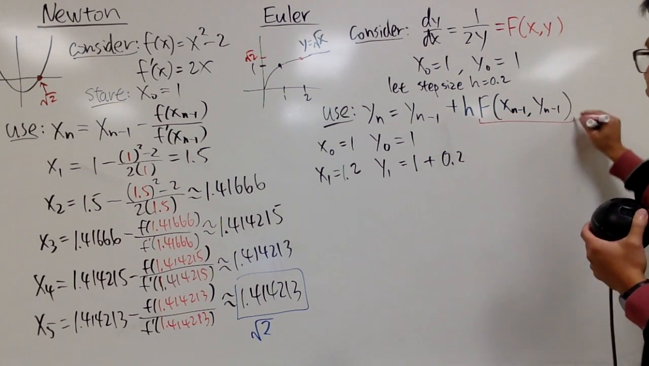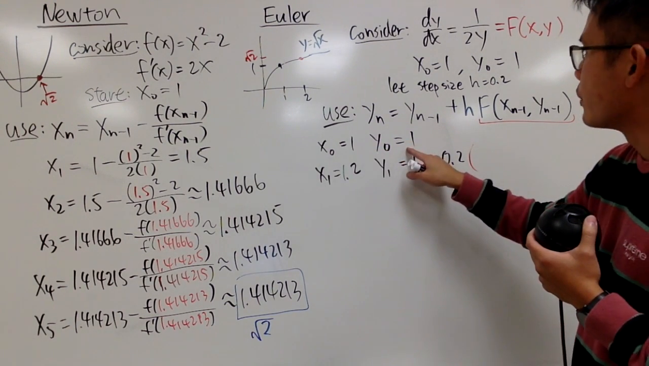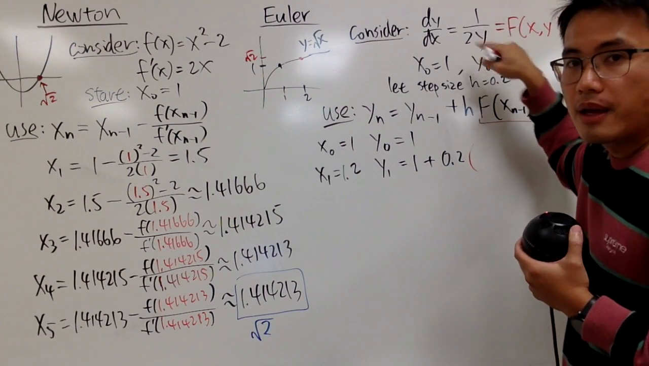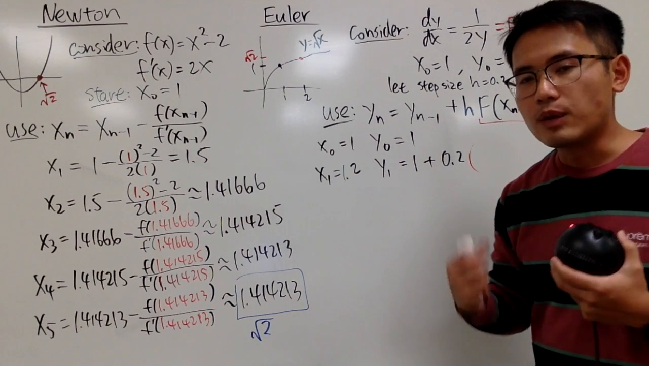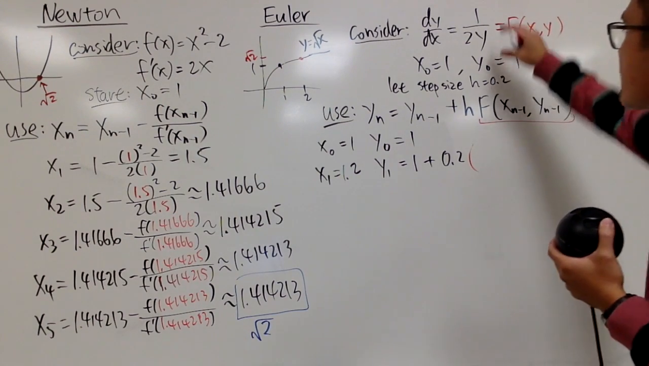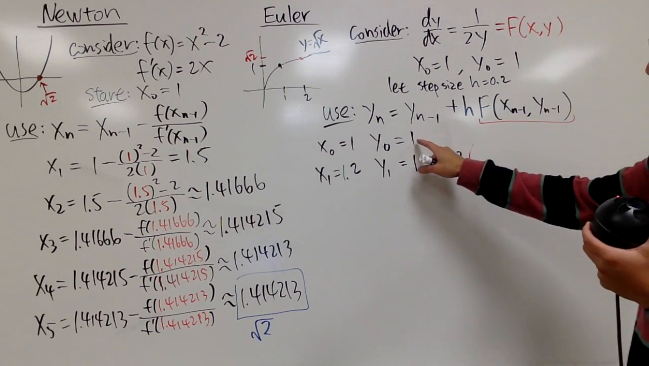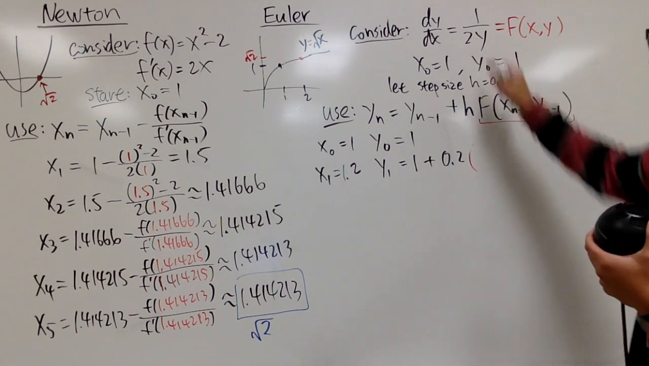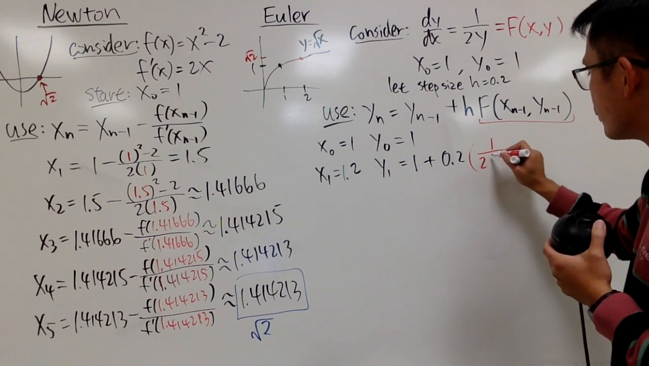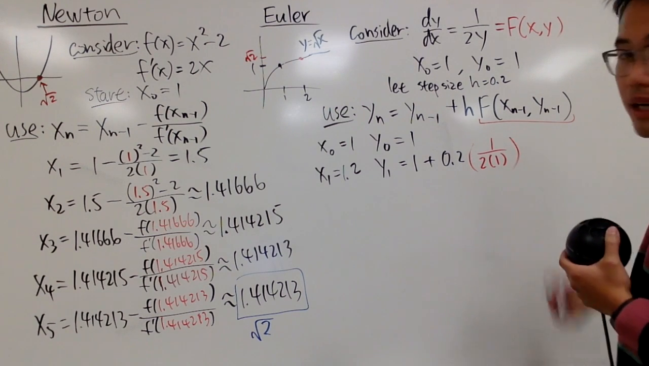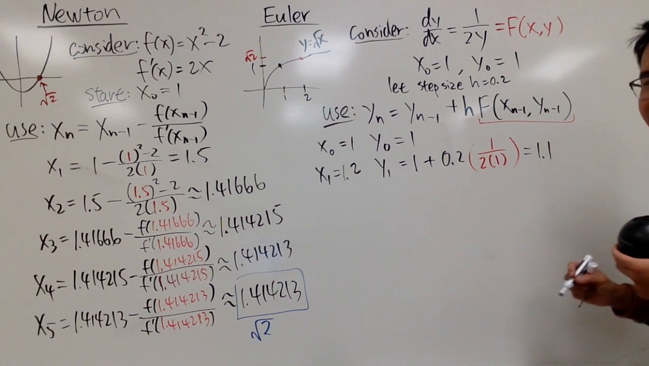And for this part, what we do is plug the previous x and y value into your differential equation. It depends on whether you have x and y, or just x, or just y. In this case, it's just y, right? So I just need to worry about plugging this one into the y right here. The x doesn't matter in this case. So I will have 1 over 2 times 1, like this. And once again, you just work this out. This is only 1.1, right?